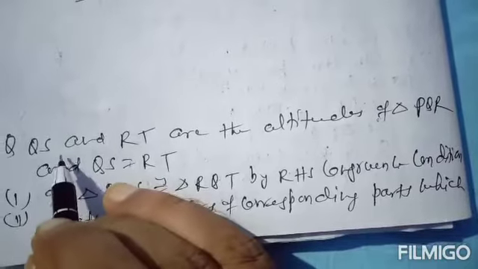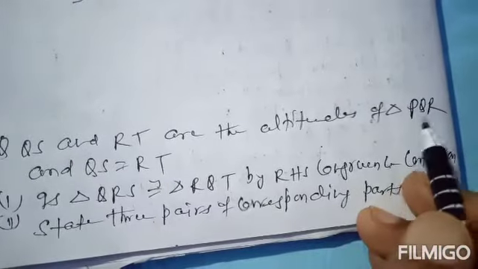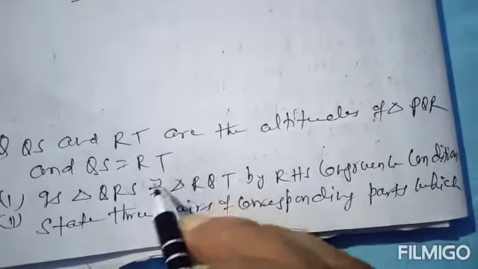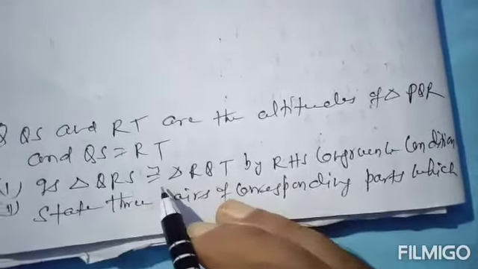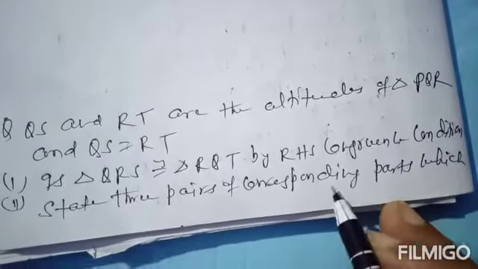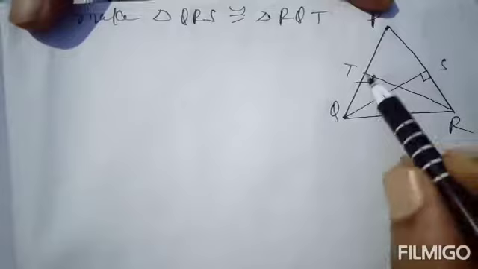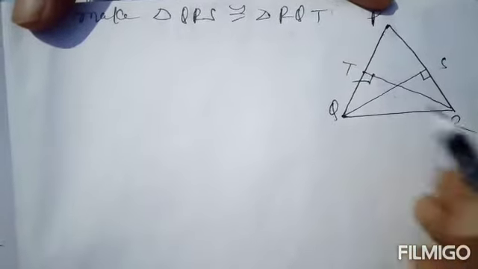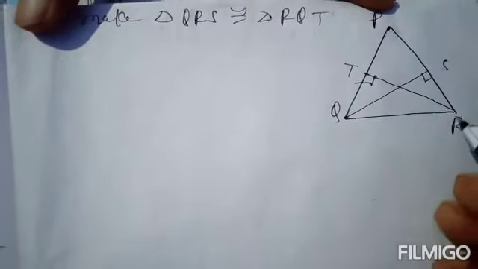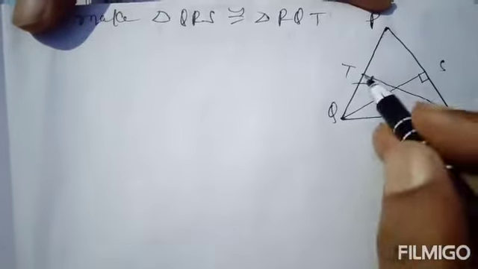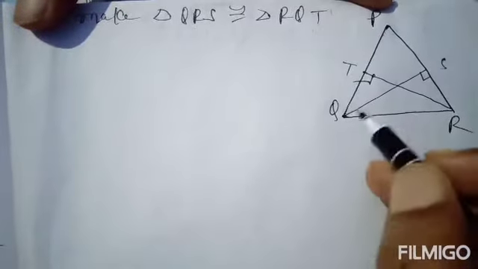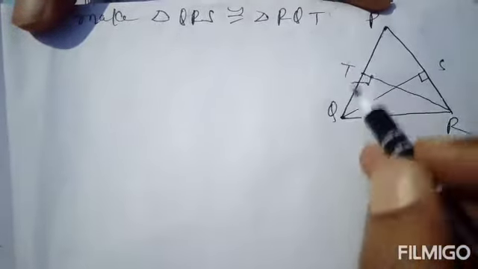Now next question is: QS and RT are the altitudes of triangle PQR and QS is equal to RT. Is triangle QRS congruent to triangle RQT by the RHS congruence condition? State three pairs of matching parts. Here QS and RT are perpendicular on sides PQ and PR respectively, and QS and RT are equal, so that triangle QRS is congruent to triangle RQT.